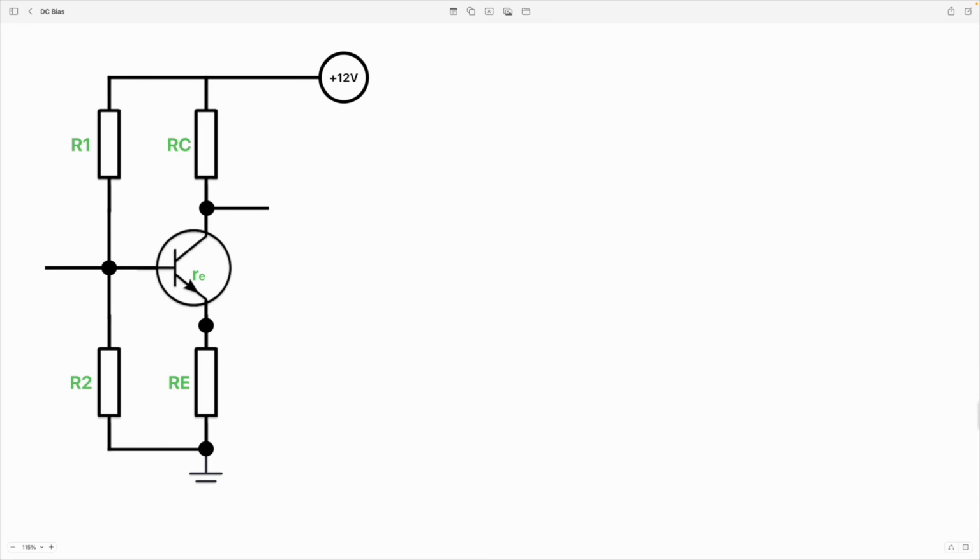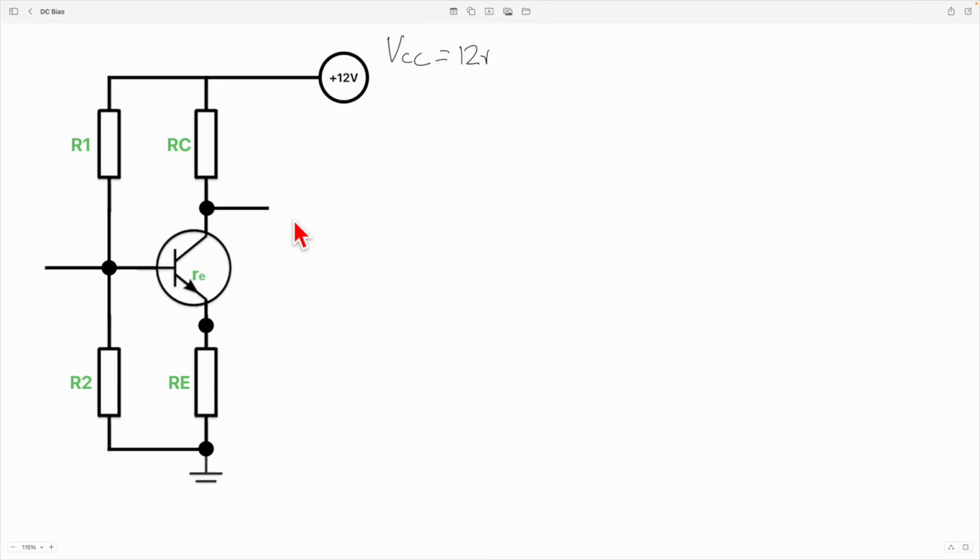So our VCC is going to be 12 volts. So that's nice and simple. So the only other thing we need to establish at this point is what is our collector current going to be, which will be almost identical to our emitter current, at least in magnitude. Now, how do we work out what our current should be?